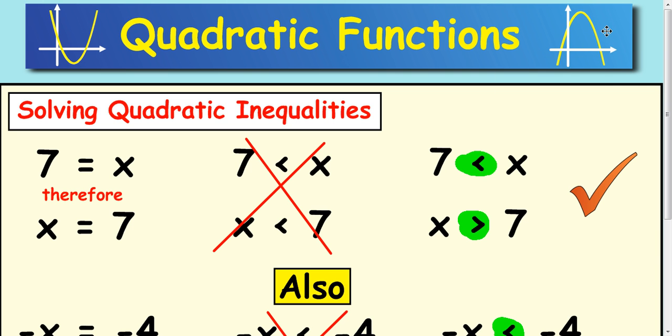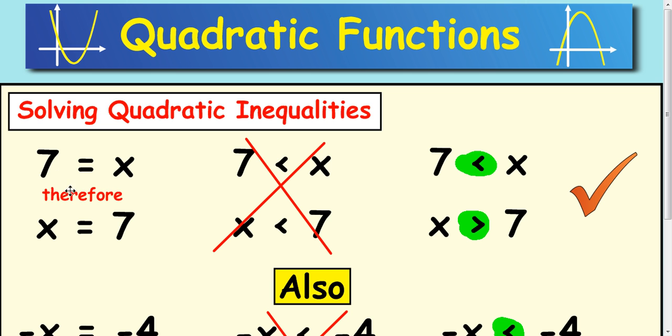In this lesson we're going to look at more uses of the discriminant, but before that I'm just going to look at this idea of solving quadratic inequalities. It's important and it comes up quite a lot, and it's important to note the differences between the rules of solving an equation and solving an inequality. In this top line, if we ended up with 7 equals x in an equation, we could just easily switch it around and say x equals 7.